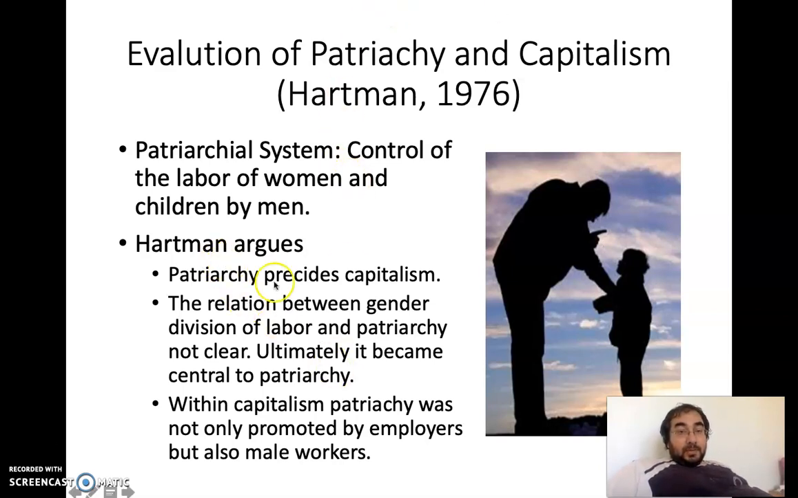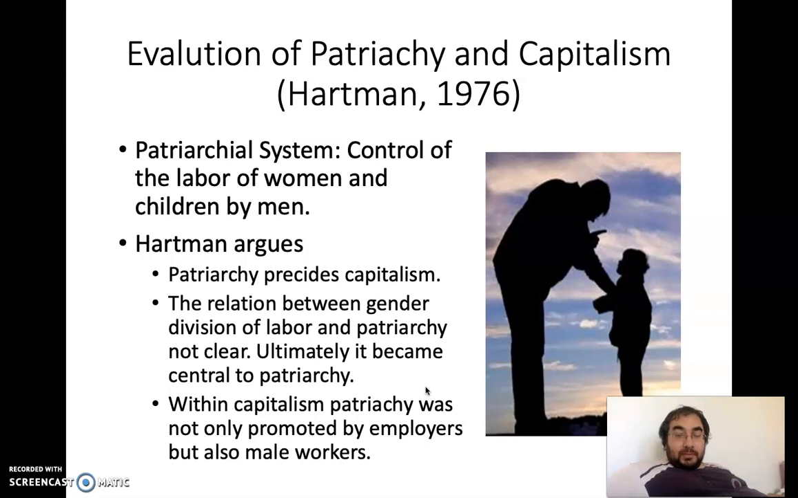So the main argument is that patriarchy precedes capitalism. She goes back in history and discusses it in her article. The relation between gender division of labor and patriarchy is not clear. Ultimately, it becomes central to the patriarchy. So initially, even in the earliest societies, you have some gender division of labor. Women and men are doing somewhat different tasks, even though they might substitute for those tasks.